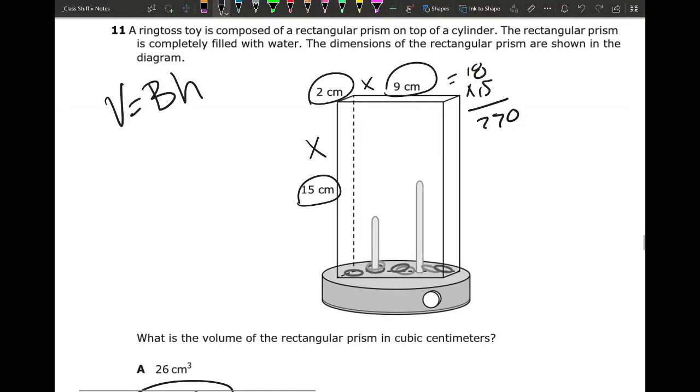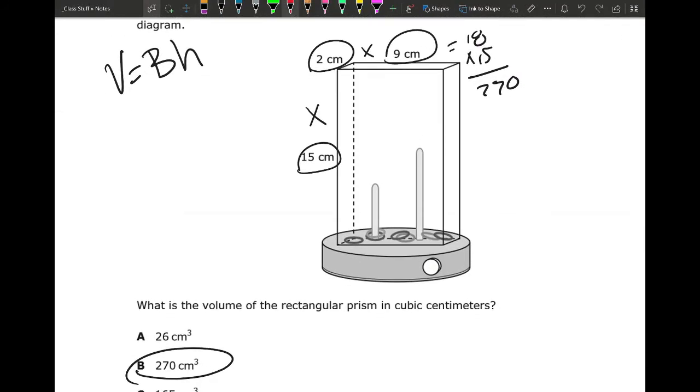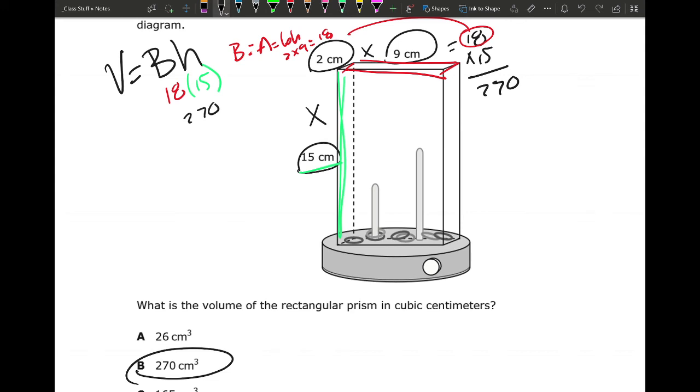That's it. Or you can just find the area of the base. You can just take this to be the base if you want. So the B equals the area, which is base times height, which is 2 by 9, which is 18. Look, this number is the same as this one right there, so this will take the place of that one. And then the H is gonna be the distance between the two bases, which is 15. Which ultimately gives you 270 as well.